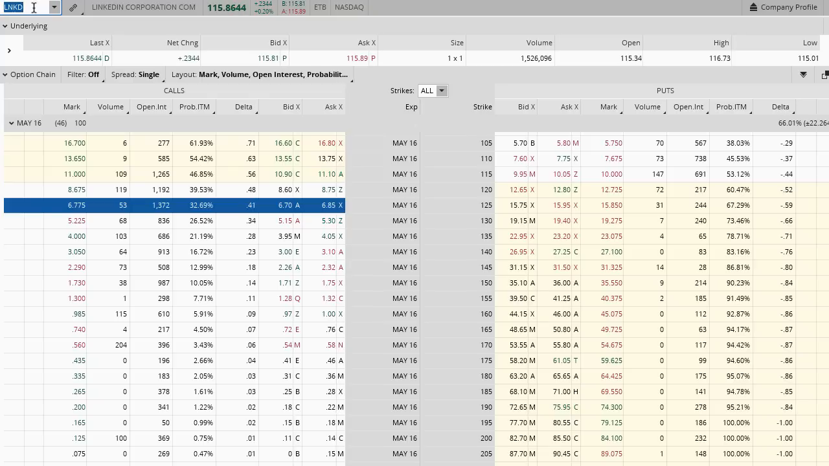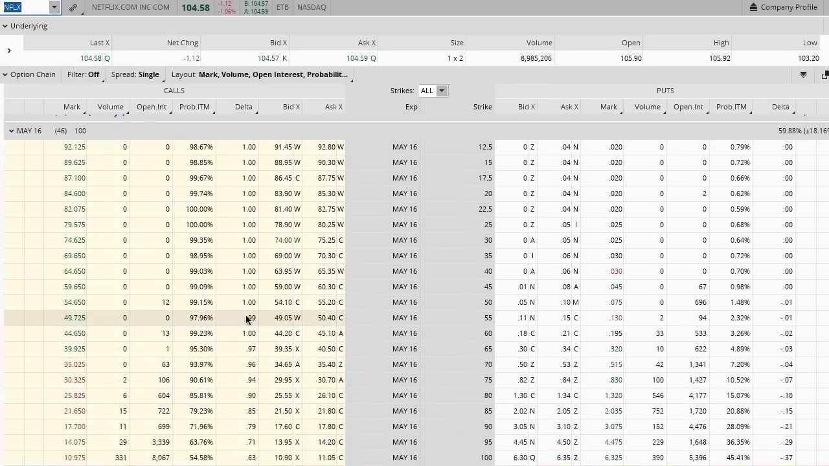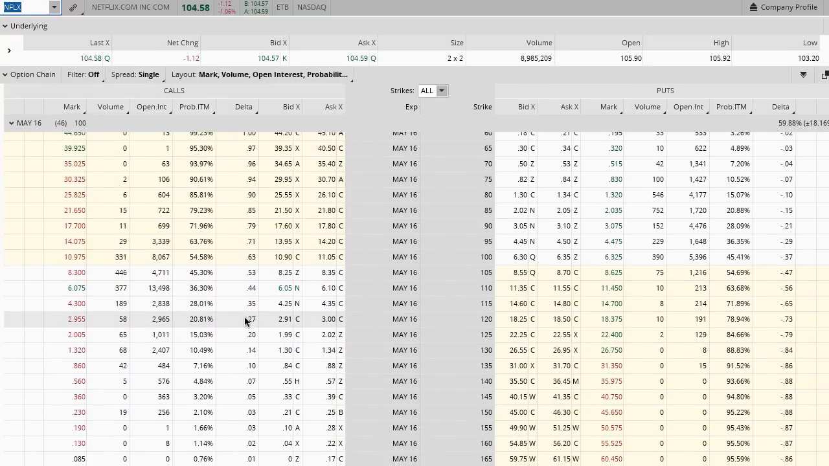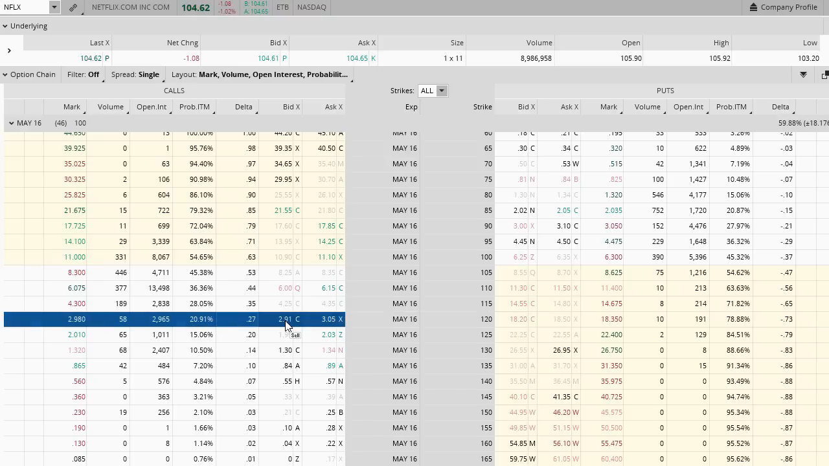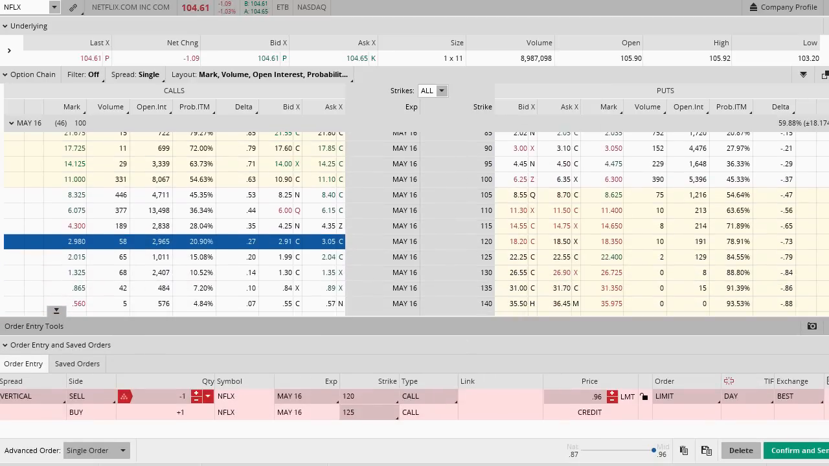So let's look at one more example here just to prove the point. Let's look at Netflix. Netflix, another high-priced security, so we can use this one with $5 wide spreads. The 20% probability of being in the money strike is the 120 call. If we sold the 120 calls and bought the 125s, that's a $5 wide spread. Notice how, just like with LinkedIn, it's not paying enough money to actually make the trade. The Chipotle trade that has the exact same probability of success as the LinkedIn trade and the Netflix trade pays out $0.10 more every time that you win with the same probability of success.